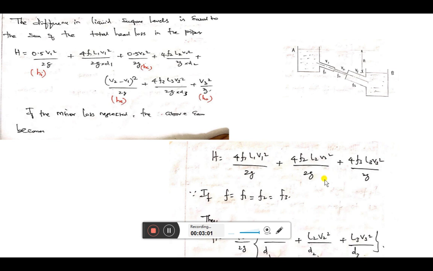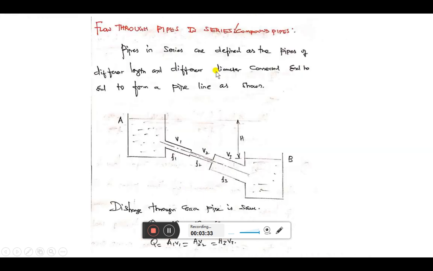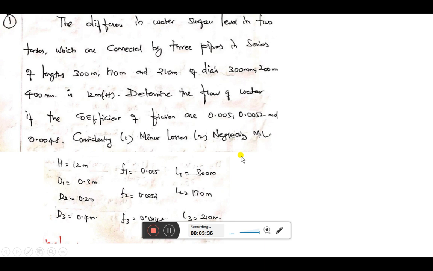So we shall quickly see a problem on pipes connected in series. This is a simple problem: the difference in water surface level in two tanks which are connected by three pipes in series. The lengths are given as 300 meter, 170 meter, 210 meter, and the diameters are given. And this 12 meter is the difference in tank level. So you have two tanks as we had here, tank A and tank B, and the difference in height between these two tanks is 12 meter.